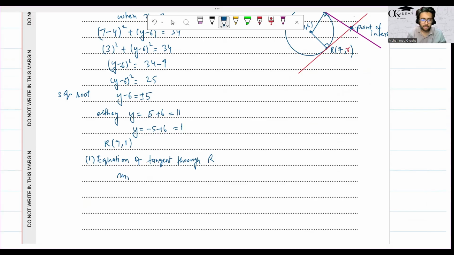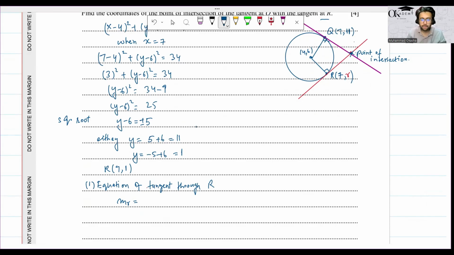So gradient of radius equals, we know that R is now (7, 1). So I'll just say it's (7, 1). Gradient would be (1 minus 6) divided by (7 minus 4). I'm taking these 2 points. Keep that in mind. If I work out the gradient, it turns out to be negative 5 over 3. So what is the gradient of the tangent? Gradient of tangent at R is going to be positive 3 over 5. Okay.